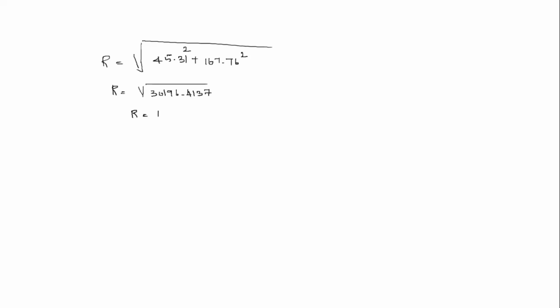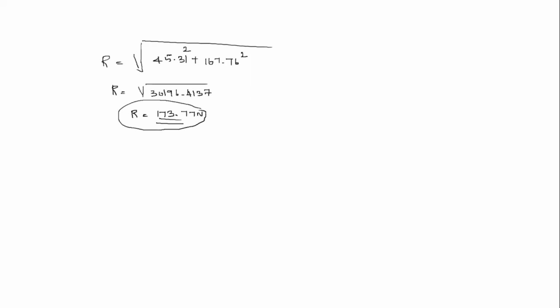Now, the resultant is equal to the root of the summation of F of x squared plus the summation of F of y squared. So, 45.31 squared plus the summation of vertical forces, which is 167.76 squared, right. Now calculate this, which is equal to 30196.4137. Take the root, which is equal to 173.77 Newton. So, this is the resultant of this problem.